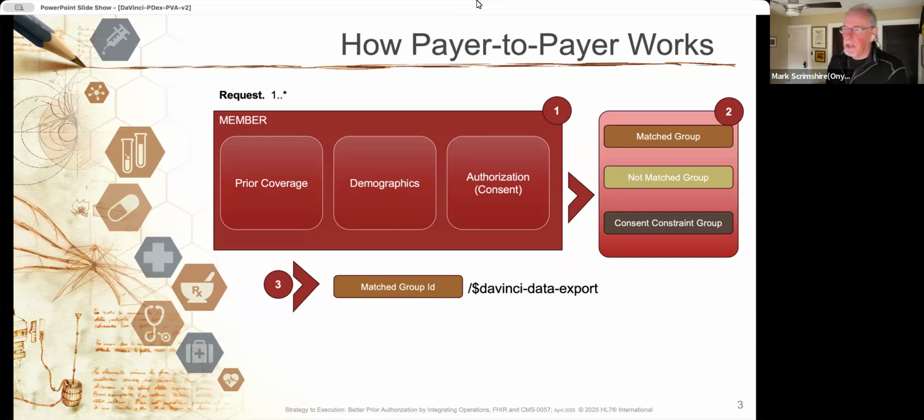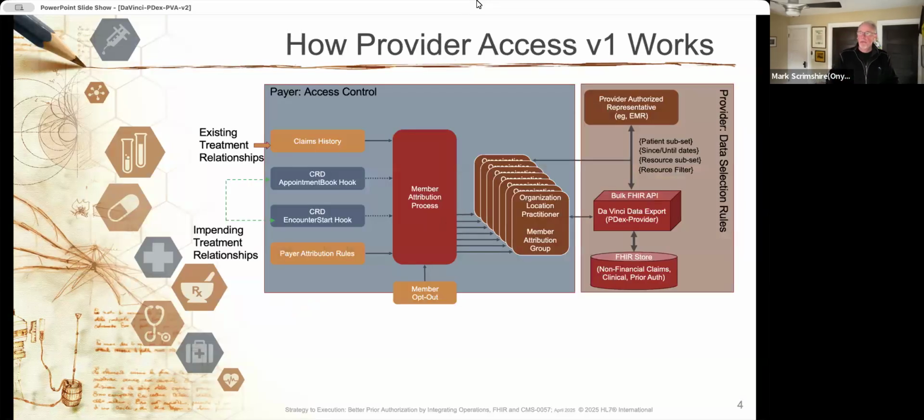That matched group that's created is used as the base for then doing a Da Vinci data export, okay? So that's important to understand. That's how payer-to-payer works. So in developing provider access version 2, we'll come back to that.